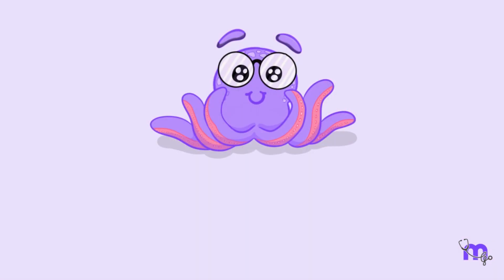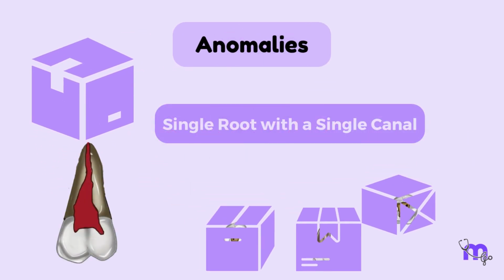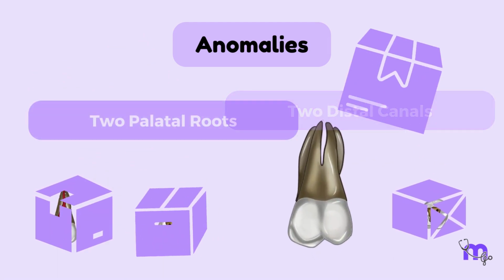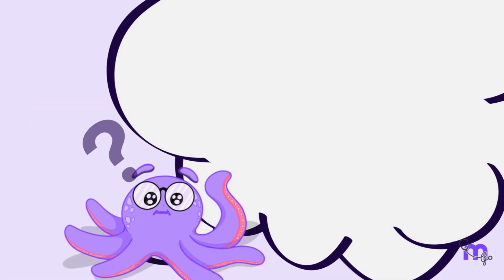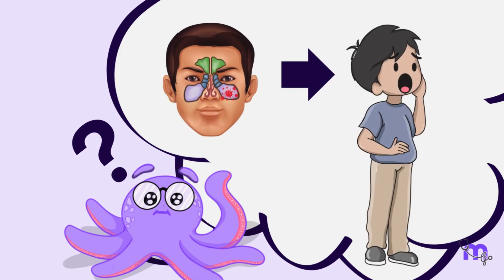Let's move on to the anomalies associated with the first molars. These include the presence of a single root with a single canal, 2 distal canals, 2 palatal roots, or 3 mesiobuccal canals. Have you wondered why sometimes patients with sinusitis also complain of pain in a non-carious upper molar?